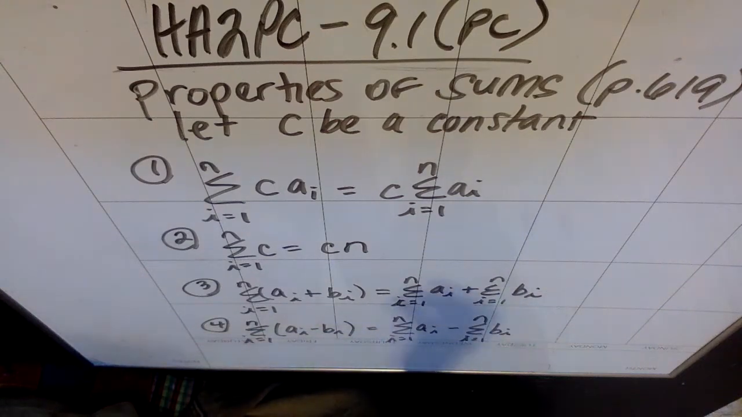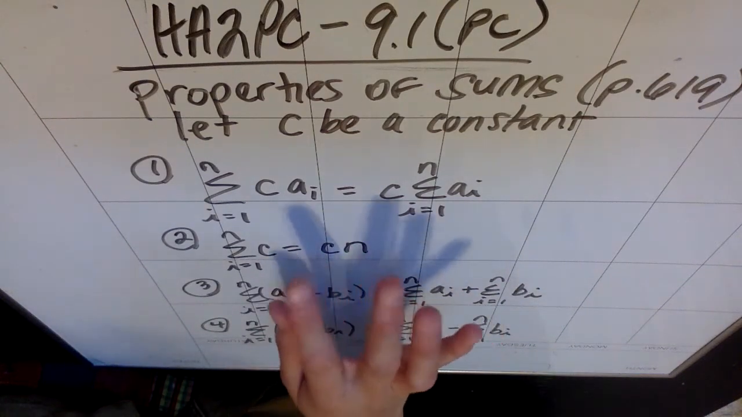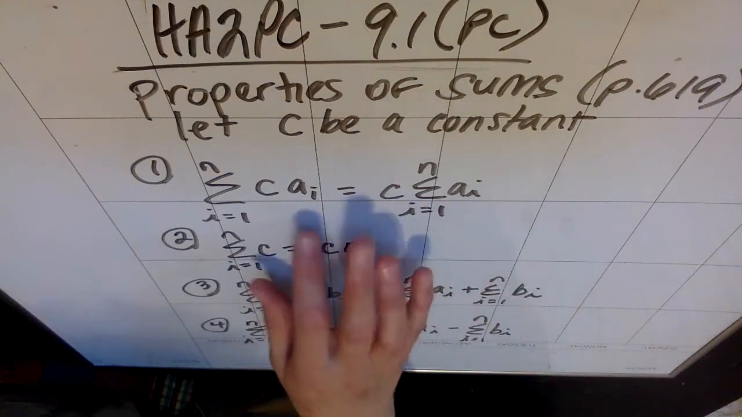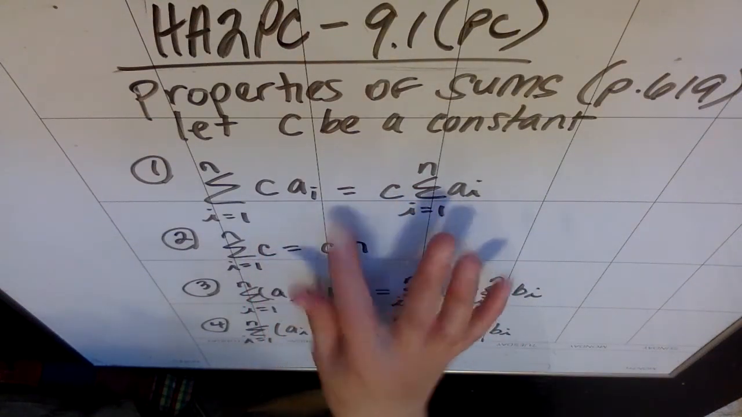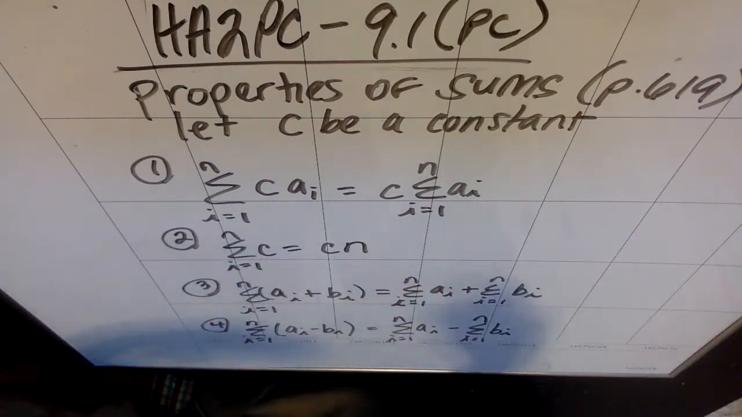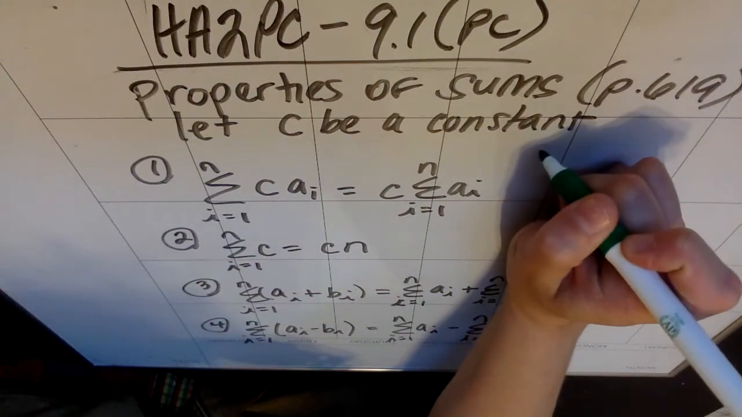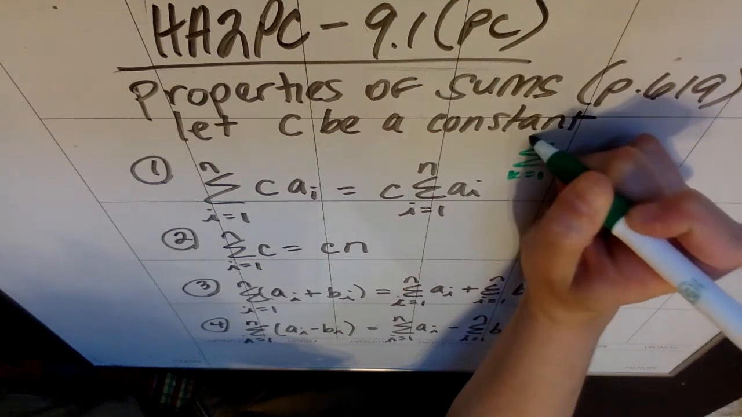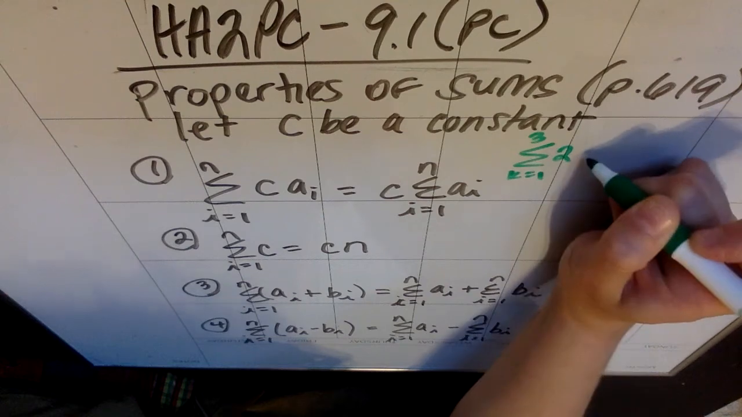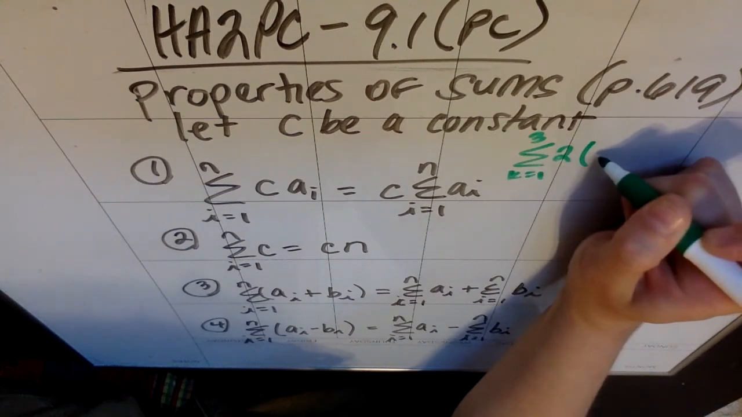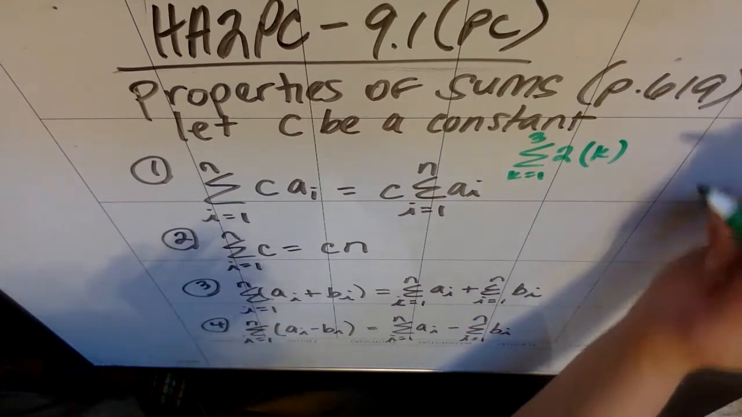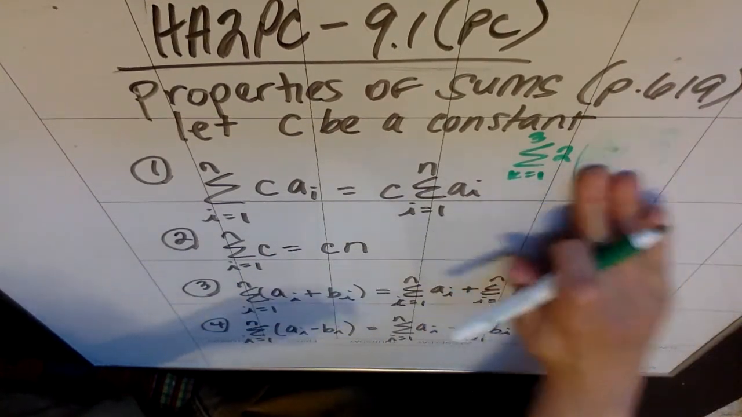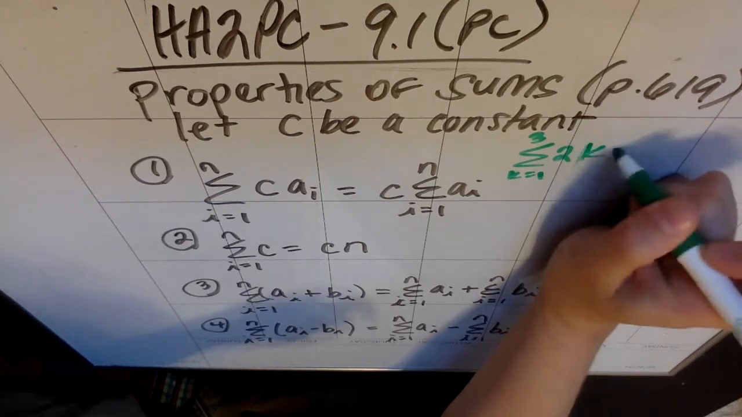So the idea is that if I have a C in front of my a sub nth term, so a sub i or a sub whatever, I'm able to factor the C out in front. Just as an example of what that would look like, let's say I asked you to do the sum from k is 1 to 3 of 2k. There are two ways to think about this.